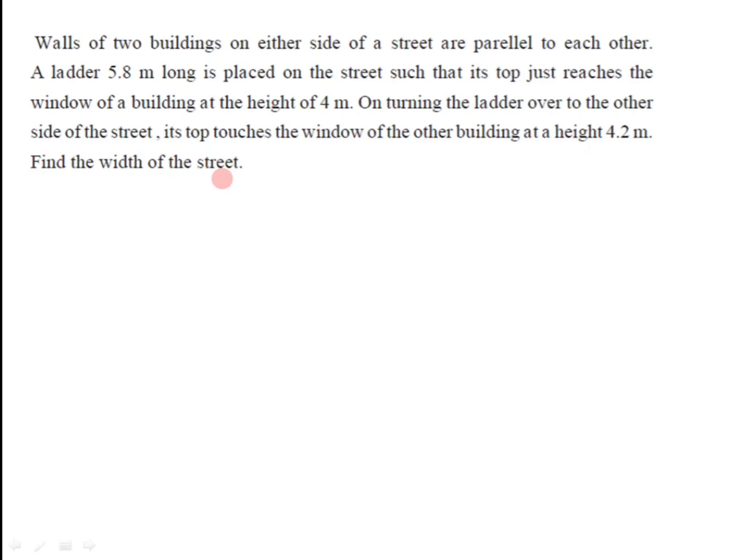To solve this problem, first of all, we should draw a diagram according to the information given in this problem. So for that, let us consider this street, and there are two buildings on either side of the street. Let us name these buildings AB and DC, where BC is the street. Now it is also given that a ladder is placed on the street such that its top reaches the window of the building of height 4. So let us consider the height of building AB to be 4 meters and the height of building CD to be 4.2 meters.